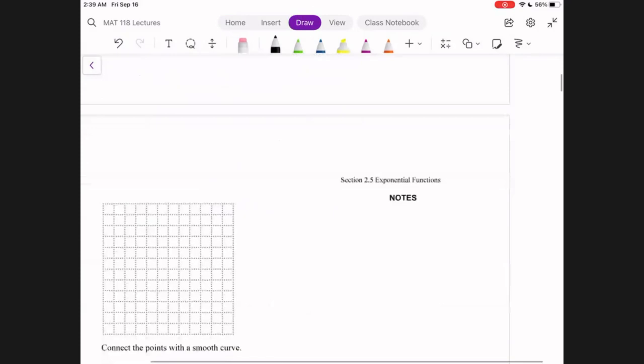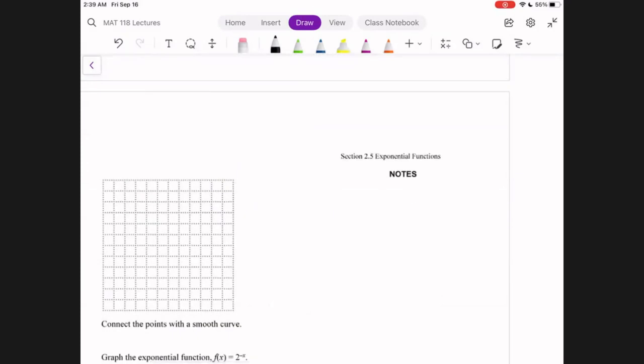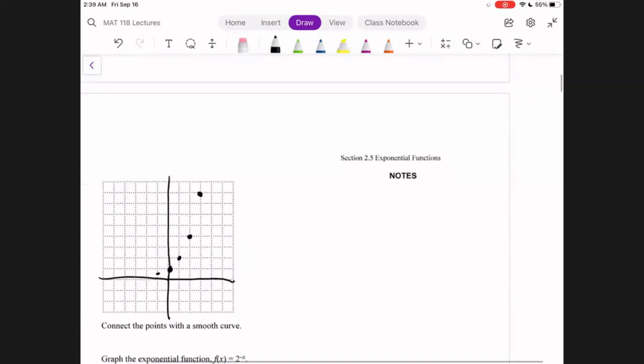So you plot the points. So I'll show you Desmos in a second, but if I wanted to plot this graph, right, so at 0 we got 1, at 1 we got 2, at 2 we got 4, at 3 we got 8, at -1 we got 1/2, and at -2 we get 1/4. So it looks somewhat like this. And there is an asymptote at 0, a horizontal asymptote.